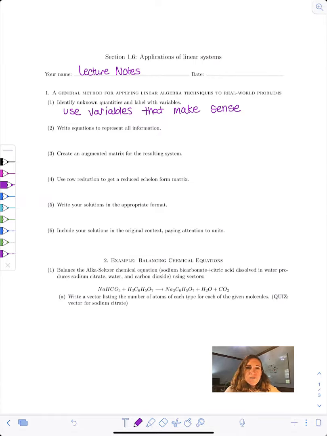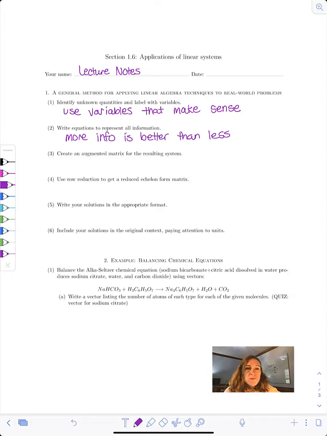Then you want to write equations to represent all information. Even if you end up with more information than you need, more info is better than less. Especially as we've seen in row reducing matrices, if we have extraneous information, it usually ends up getting filtered out to be a row of zeros anyway. So it won't really hurt anything if you have a little bit more information than you need.